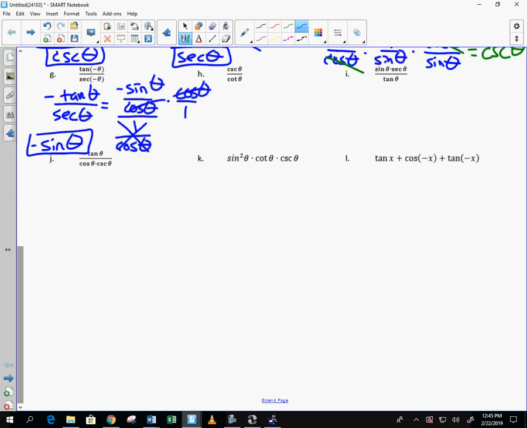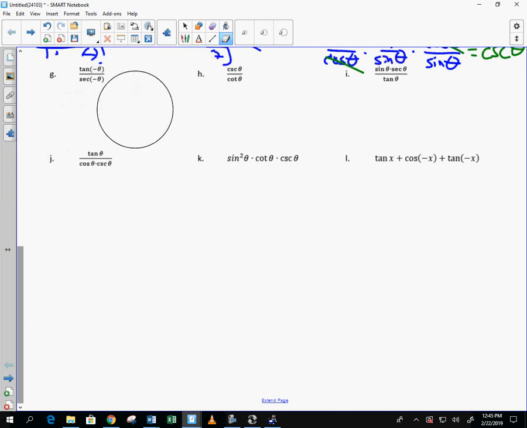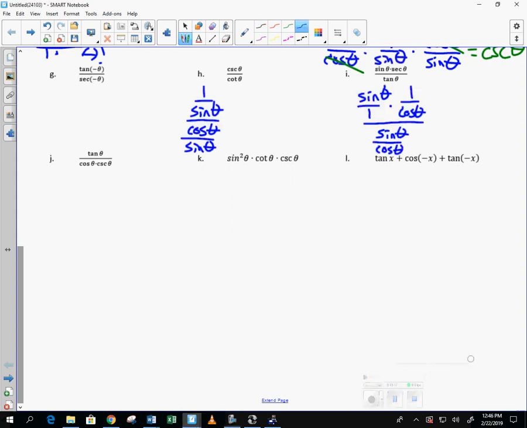Try H on your own. Go. Oh, try I as well. H and I. Okay, the first one, you want to set it up like this, and then you're going to multiply by sine over cosine. And you notice you get 1 over cosine, which is secant. And then letter I, what do you get in the numerator? Sine over cosine. What do you have in the denominator? Sine over cosine. So sine over cosine divided by sine over cosine is going to give you 1.